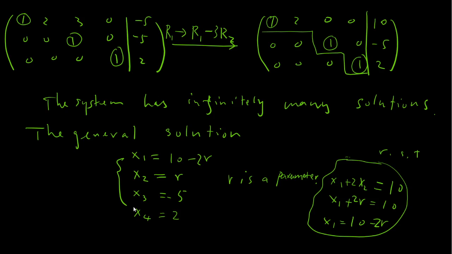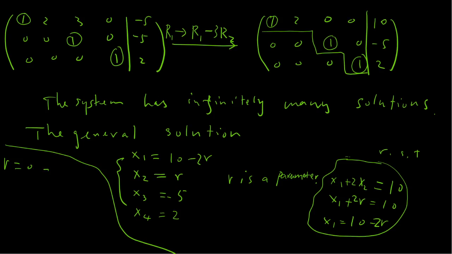Now, let's say r value of 0. If I set r to be 0, that's not part of solving the system, but I still want to write this. R value of 0 determines a particular solution: x1 equals 10, x2 equals 0, right?